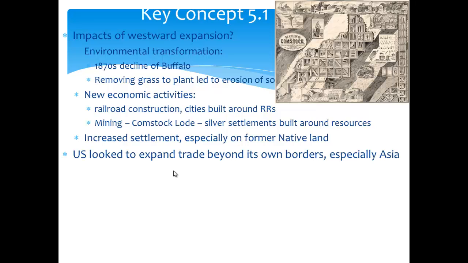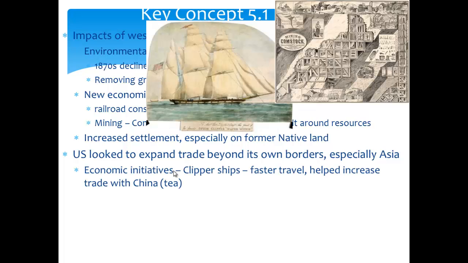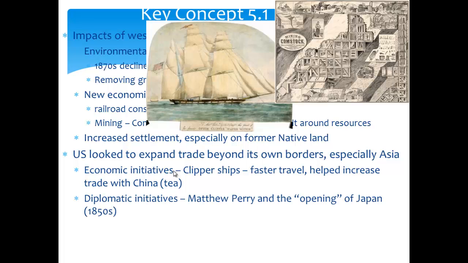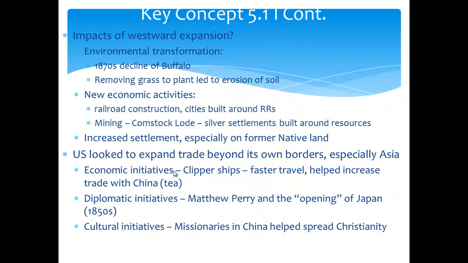And the U.S. began to look to trade beyond its own borders as well, especially in Asia with the large populations in Asia. Economic initiatives, things like clipper ships, which allowed for faster travel, this helped increase trade with China, especially tea in the 1840s and 1850s. Diplomatic initiatives, including Matthew Perry and the opening of Japan in the 1850s when he traveled over to Japan and began to trade with them. And cultural initiatives as well.